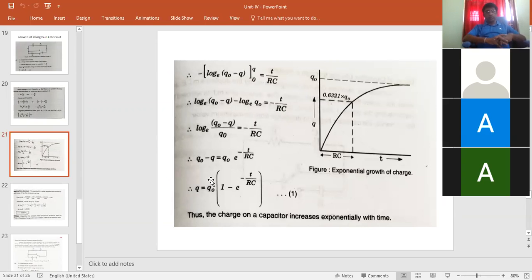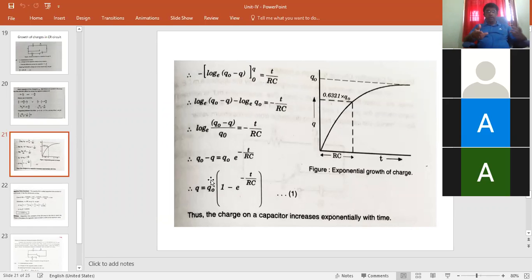Okay. So at first when T is equal to 0, the value of Q is equal to 0. Why is the value of Q 0? Because e raised to power 0 is equal to 1 in this equation number 1. So 1 minus 1 is 0, and 0 multiplied by Q0 will be 0. So when T is equal to 0, the value of Q is equal to 0.